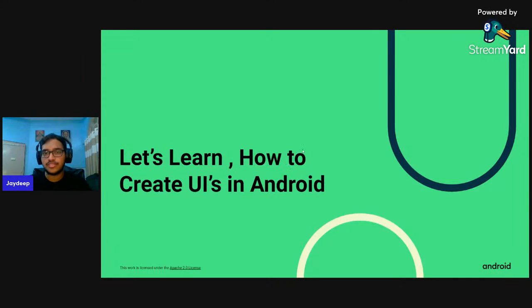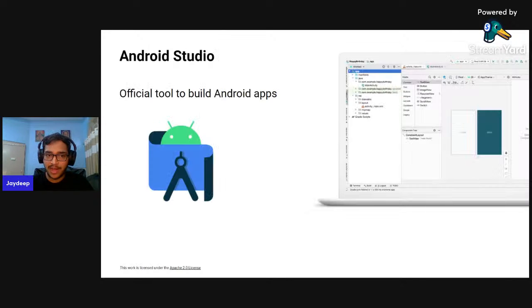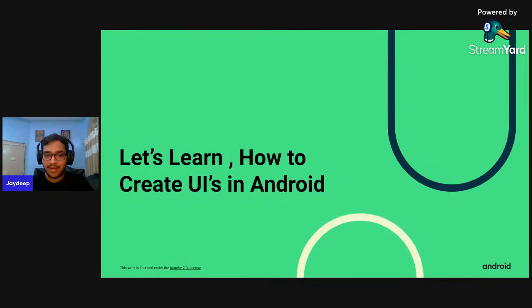All right. So today's focus of this session, guys, is creating the UI in Android. In the previous session we did some basics of Kotlin. As a prerequisite, you needed Kotlin Playground, Android Studio, and an Emulator. But you can just sit around and watch the session and follow after the session.